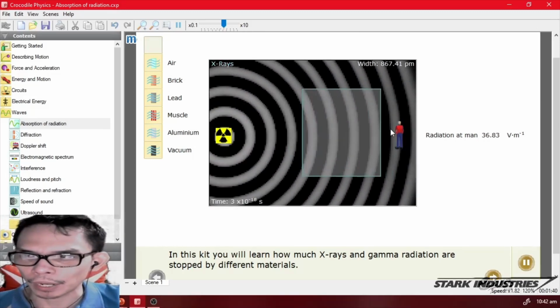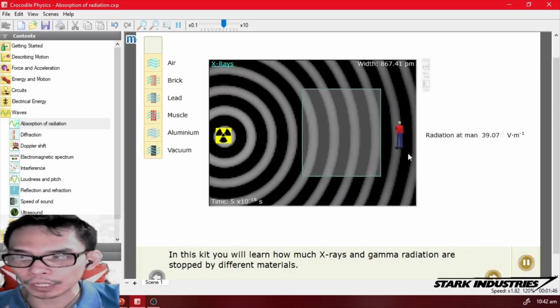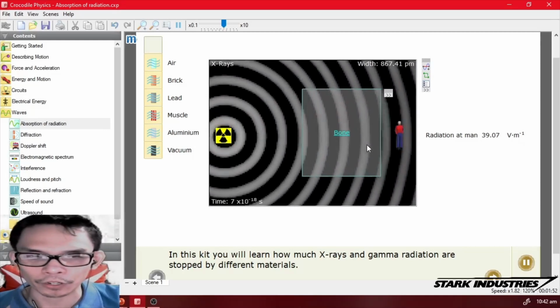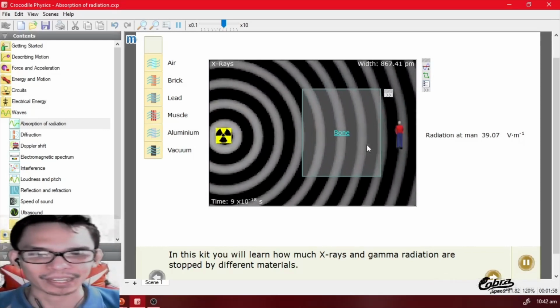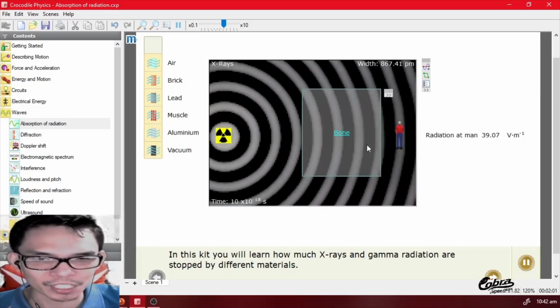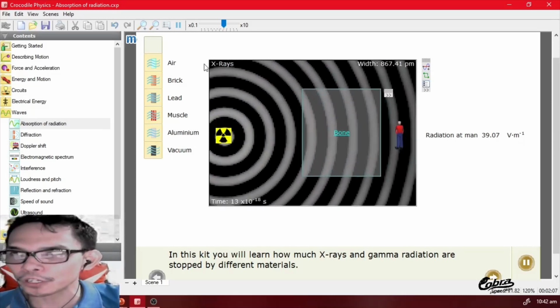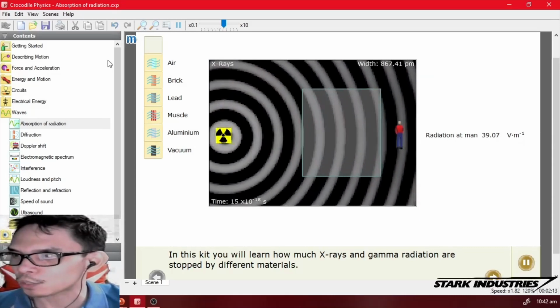So how much can we receive? We still have 39, but this is still high. So the bone cannot shield us. If you have a bone wall or something like that, the bone cannot shield us from X-ray. And if X-ray can pass, more so the gamma ray can also pass through the bone. Next one is the air.